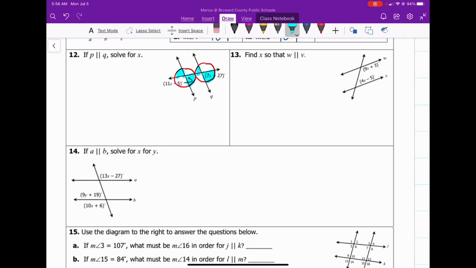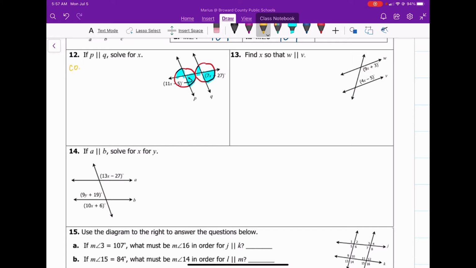The little arrow where it says 11x minus 5 is pointing to the bottom right-hand corner of the first circle. In the second circle, the bottom right-hand corner says 7x minus 27. We know that both of these angles are congruent because both of them are shaded the same. So let's write some things down about these two angles.